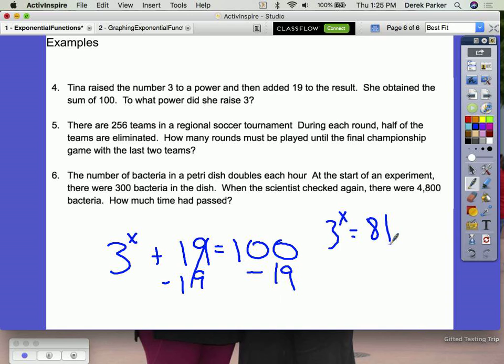And now, you have to think to yourself, what power would the x be? 3 to the what power? Well, 3 to the first power is 3. 3 squared is 9. 3 to the third power is 27. 3 to the fourth power is 81. So in this case, x equals 4.